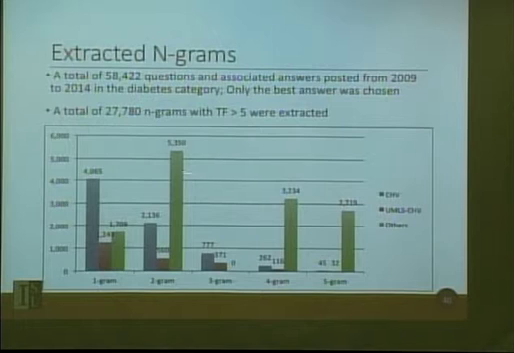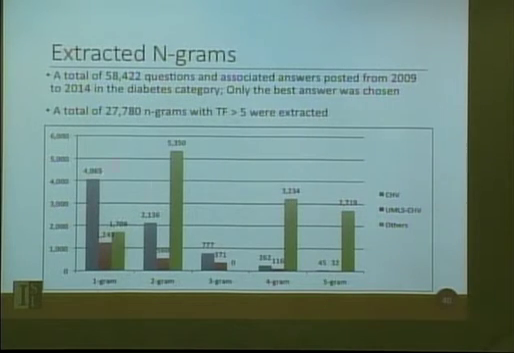So the lengths which are shorter contain relatively more n-grams. If we go further, we found that this bar is for CHV, this bar is for UMLS, except for CHV, and this one is for the others, which are not covered by UMLS at all.